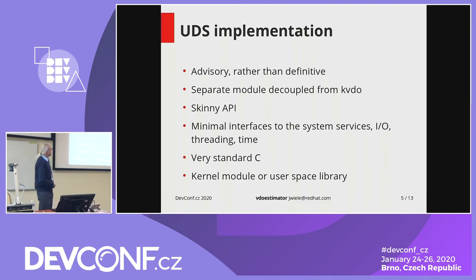So some of the key features of the UDS index are that it's very decoupled from the block map. It's even in a separate kernel module. It's advisory rather than definitive, so it's not closely tied to the block map. The block map part doesn't depend on it particularly, so that, for instance, if the system is heavily loaded, the index won't be a roadblock or a bottleneck in the write path.